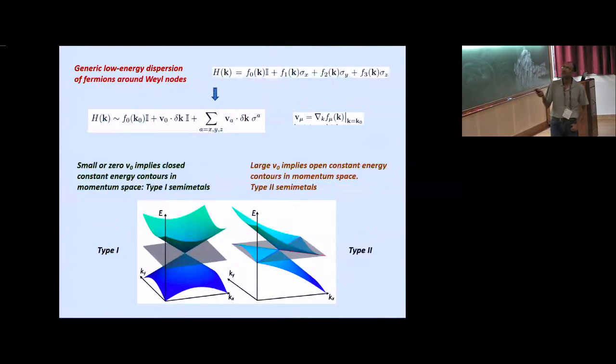So if you look at the generic low energy dispersion of these Weyl nodes, the generic Hamiltonian can be written in this manner, and if you expand around the Weyl nodes, you see that that's the structure. So this is your Dirac structure. In addition, you could have a velocity which essentially tilts these Weyl nodes. And if this tilt angle is small, you have closed constant energy contours in momentum space, and these are called type 1 Weyl semimetals. And if you have a really large V0, then these contours become open, and these are called type 2 semimetals. So for most of the talk today, I'm going to focus on type 1 semimetals.